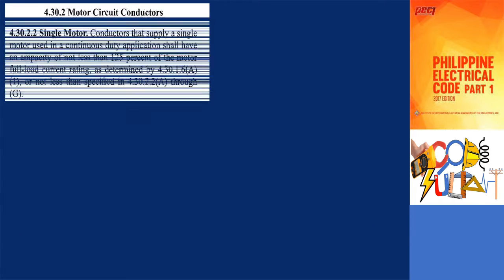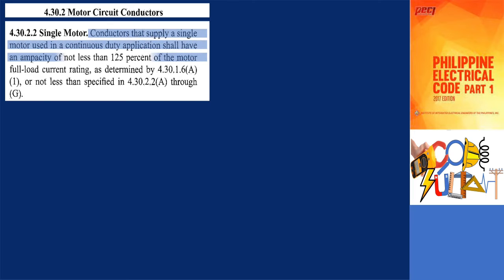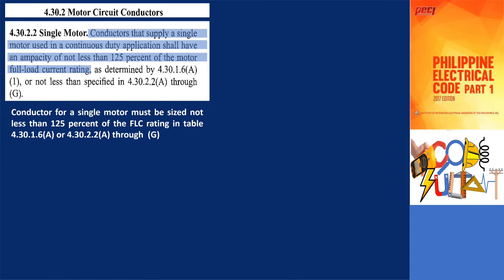4.30.2.2 Single Motor, conductors that supply a single motor used in a continuous duty application shall have an ampacity of not less than 125% of the motor full load current rating, as determined by 4.30.1.6a1, or not less than specified in 4.30.2.2a through g.